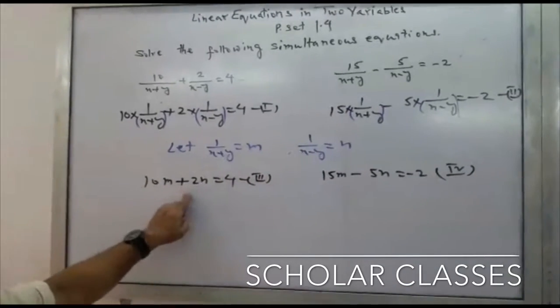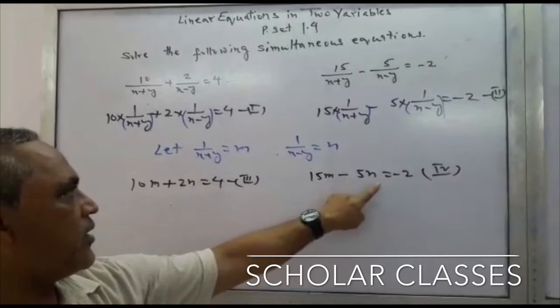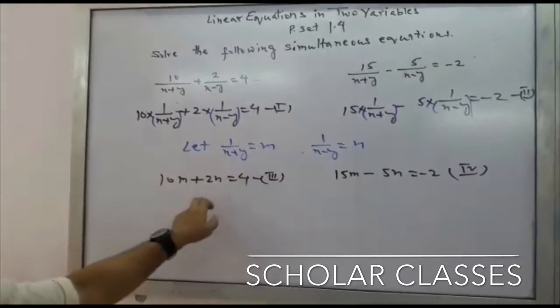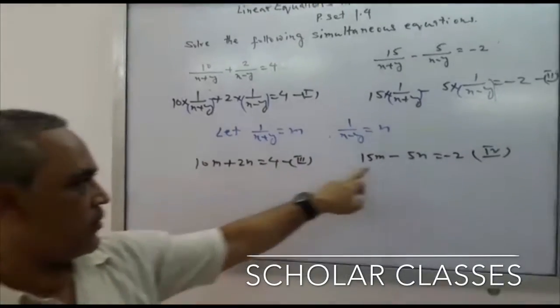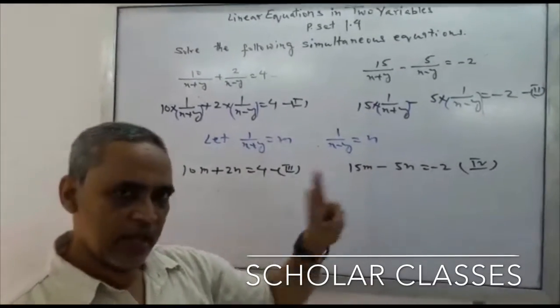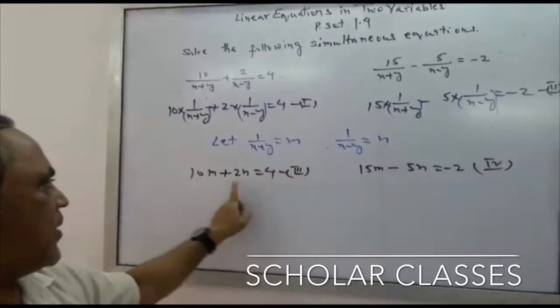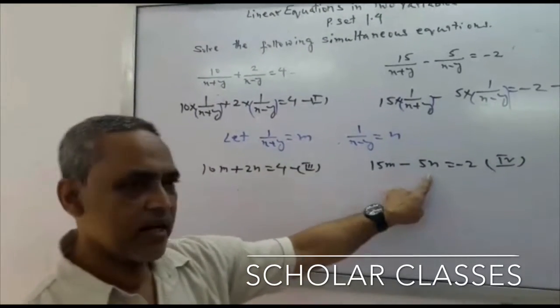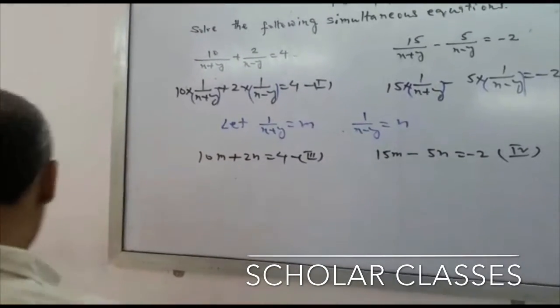Now we have two equations, 10m plus 2n is equal to 4 and 15m minus 5n is equal to minus 2. Now we have to cancel m or n. In this case, this is 10m, this is 15m. Either m has to be cancelled or n, we have to cancel one of them. Now in this case, we will transfer the 2 here and the 5 here.